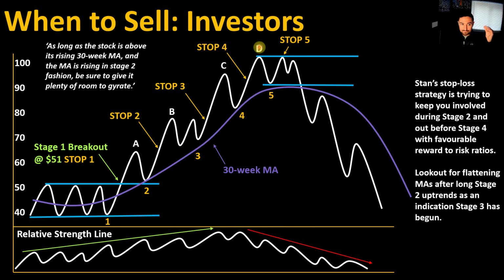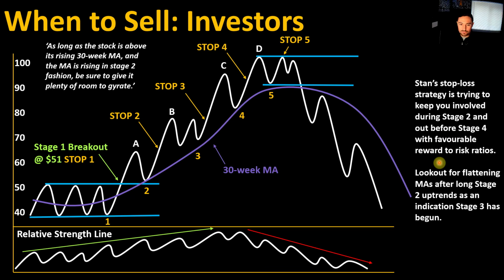Then at point D, okay, price makes a higher high relative to C, then it pulls down here. As price is then approaching point D, that's when you can move your stop loss from point 4 to point 5, okay, because price is doing it, but then it starts rolling over, and then as it undercuts this level, you would be stopped out. So Stan's stop loss strategy is trying to keep you involved during stage 2 and out before stage 4, and usually as stage 3 topping is happening, with favorable reward to risk ratios.